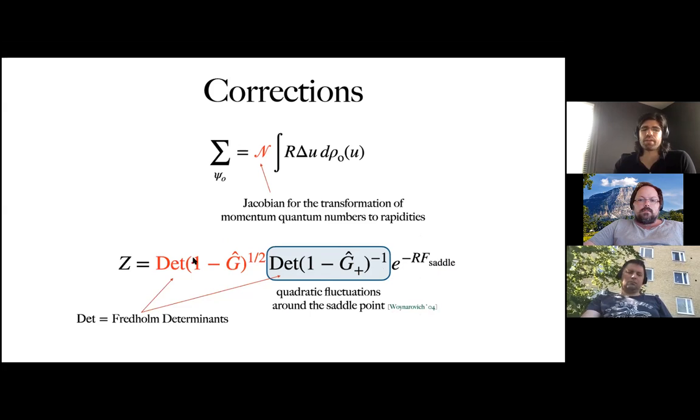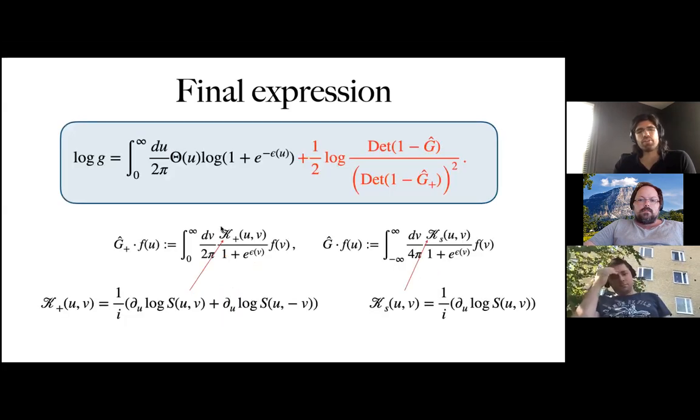So, if I take into account these two factors, then the G function is defined as the previous factor plus this correction, which is the Fredholm determinant, this ratio of Fredholm determinants. Where, just for completeness, let me show you what these operators G are.